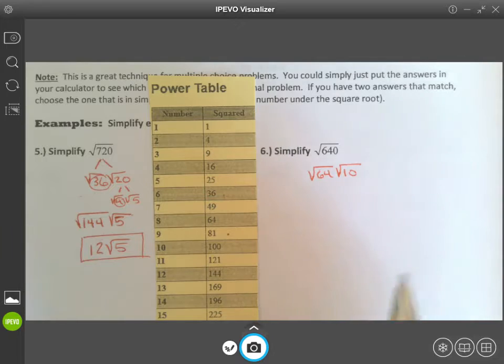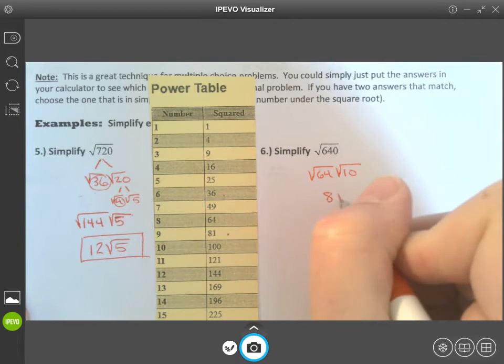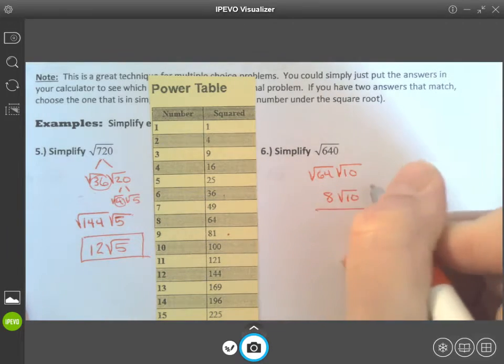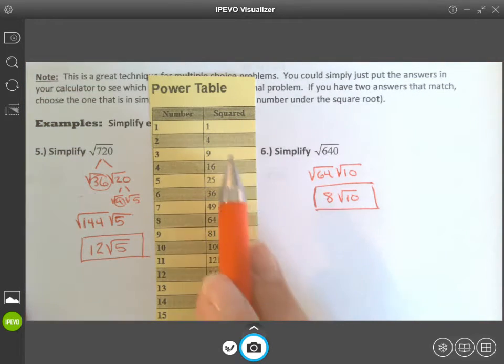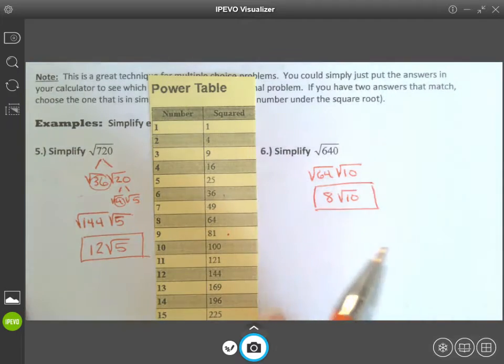So then you found the biggest perfect square. So this should be 8 square root of 10. Okay, so yes, 10 breaks down, but not with one of these numbers. All right, flip it over, please.